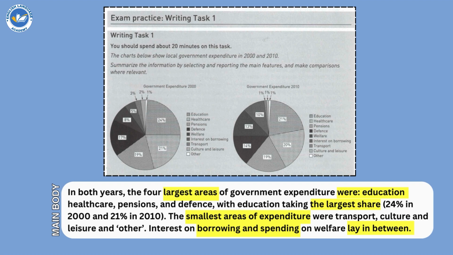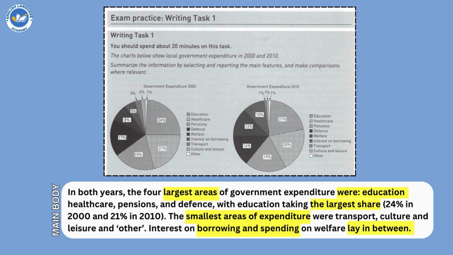Then we have words like borrowing and spending, which are also two contrasting words. You can either borrow or you can spend. So stylistically this is very, very strong. And then finally it ends with the phrase "lay in between." And this means that the government's spending on interest for borrowing and welfare was neither the highest nor the lowest. It was in the middle compared to other spending areas like education, healthcare and defence, which were the highest, and transport, culture and leisure, which were the lowest.